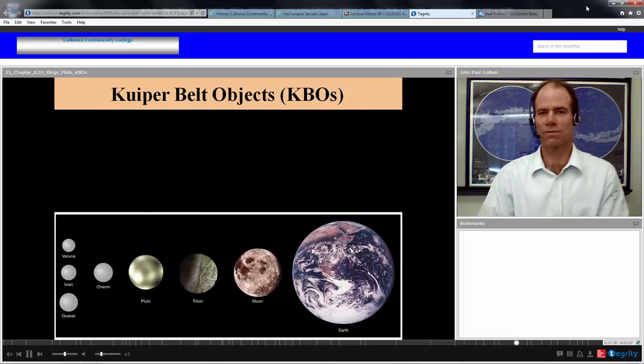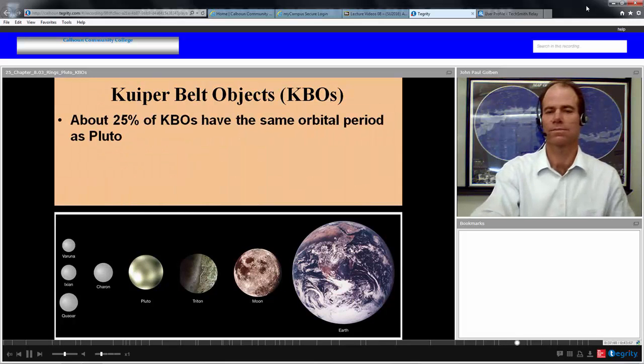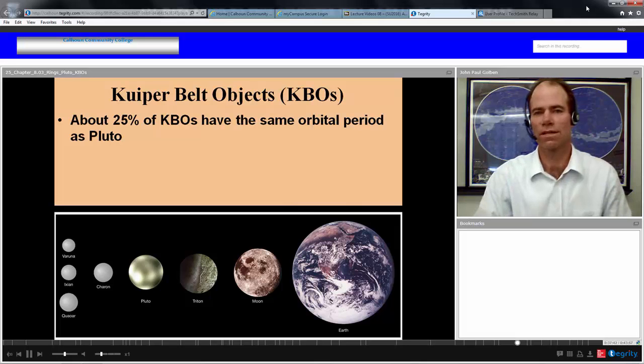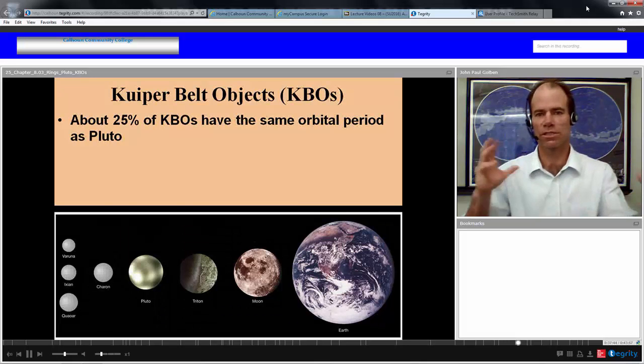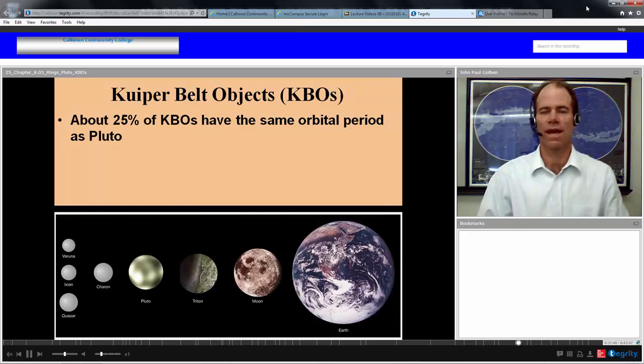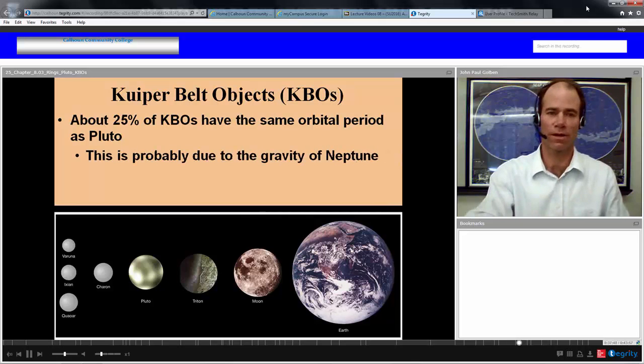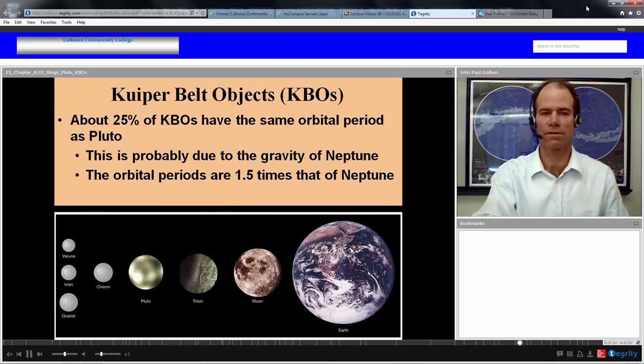Kuiper belt objects, KBOs. 25% of the KBOs, which are in the Kuiper belt just beyond the orbit of Neptune, have the same orbital period as Pluto. This is probably due to the gravity of Neptune itself. The orbital periods are 1.5 times that of Neptune.